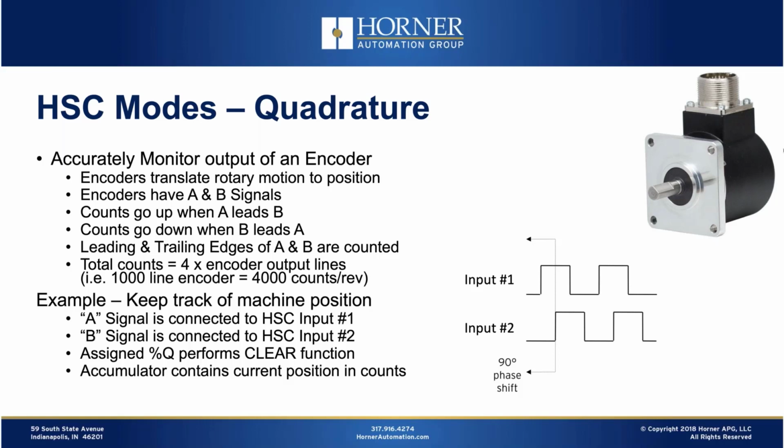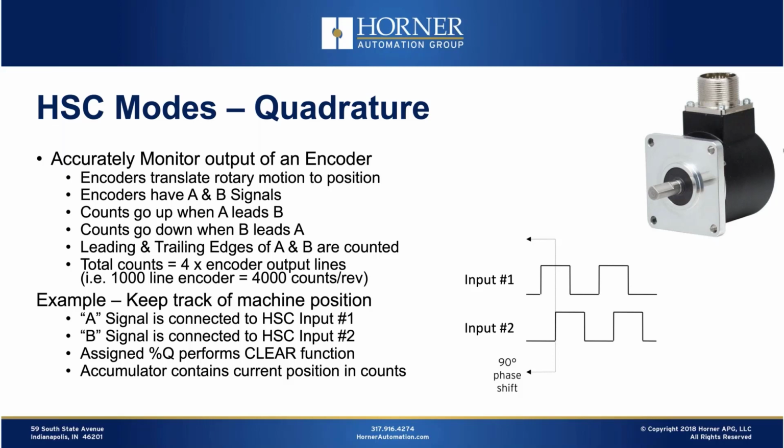The A pulse, which I've wired to input 1, and the B pulse, which I've wired to input 2, are 90 degrees out of phase. By monitoring those 2 signals, the high-speed counter will count up when A is leading B, or input 1 is leading input 2 in this case, and the counter will be counting down when the opposite is true, when B is leading A. Most encoders are rotary, and if it's going clockwise, for instance, it's very possible that A is leading B, and we're counting up. When we go the other direction, let's say counterclockwise, it's very possible that B will be leading A, and we'll be counting down.